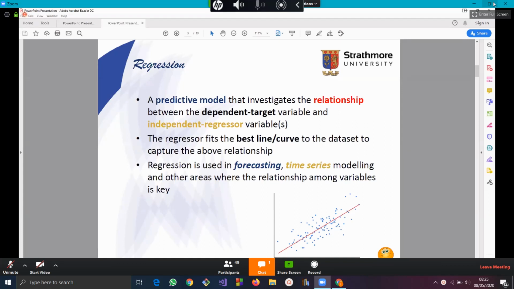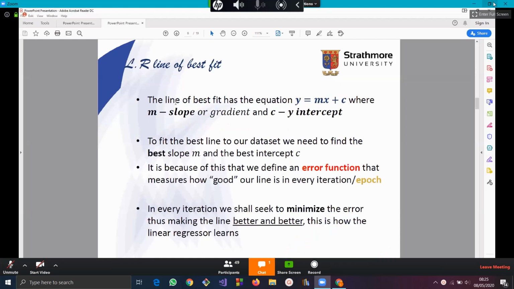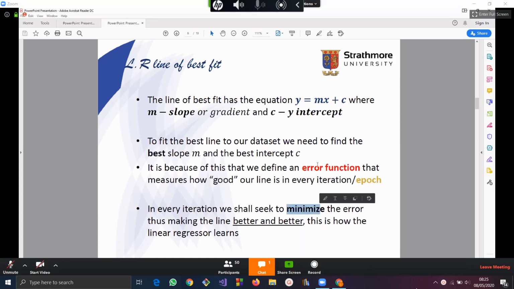So if you can remember, we did something like this. So the aim was to learn the best M, which is the slope of the line or the gradient, and the best y-intercept, which we called C, okay? And how does it learn the best or the optimum M and C is by making use of its error function and actually minimizing the error function.